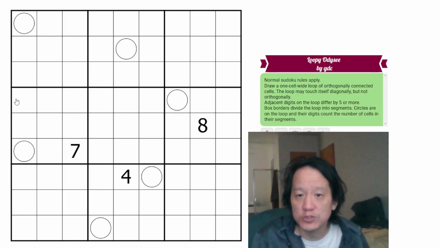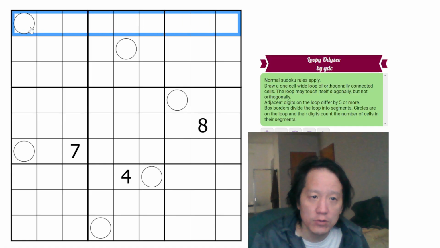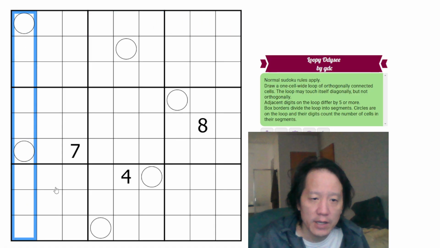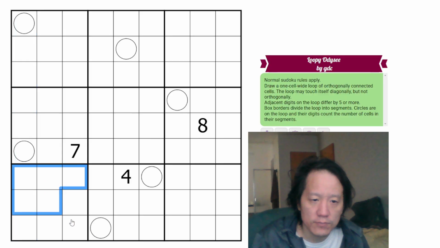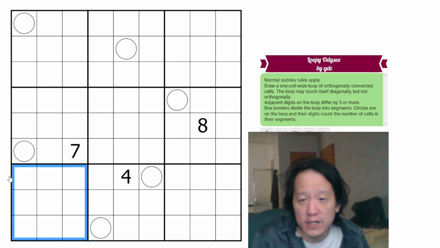Normal Sudoku rules apply, which means place the digits 1 through 9 once each in every row, column, and box. Draw a one-cell wide loop of orthogonally connected cells. The loop may touch itself diagonally, but not orthogonally.